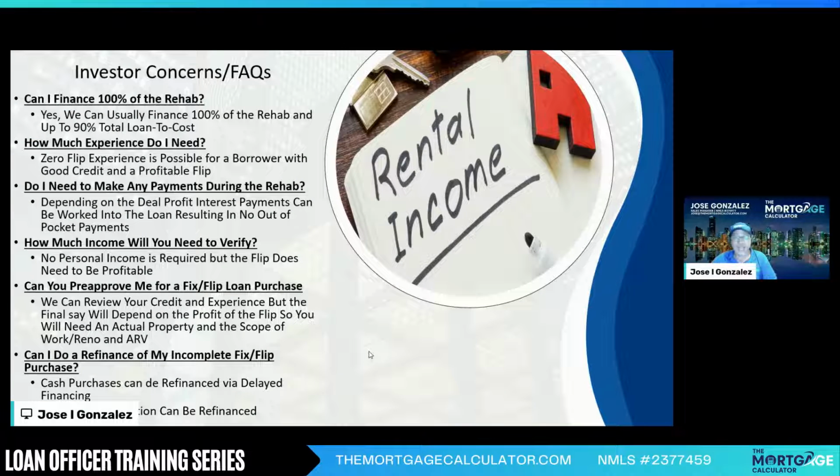Right. So now, last but not least, here are some investor concerns FAQs. Right. I'm sure some of these things are out there. Can I refinance 100% of the rehab? Absolutely. That's going to depend, and we can actually finance up to 90% of the total loan to cost, but all of that's going to depend on the experience level of the borrower, the flip experience level of the borrower, and their credit score and the ROI on the deal, how much profit in the deal. Those three factors are what's going to determine how high the loan to cost is going to be. But usually you get 100% of the rehab definitely financed.